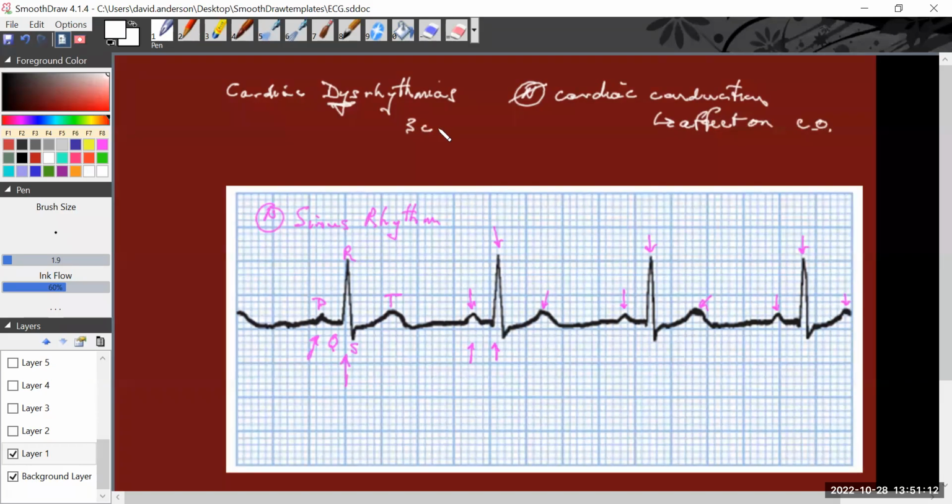So three categories of dysrhythmias. There's abnormal rates generated from the sinus rhythm. So abnormal sinus rhythm. We can have abnormal sites of impulse initiation. So in other words, on the next slide, I'll show you. So abnormal sites of impulse.